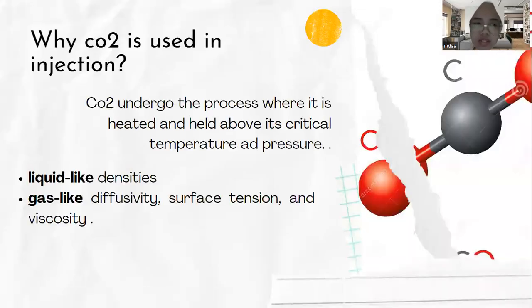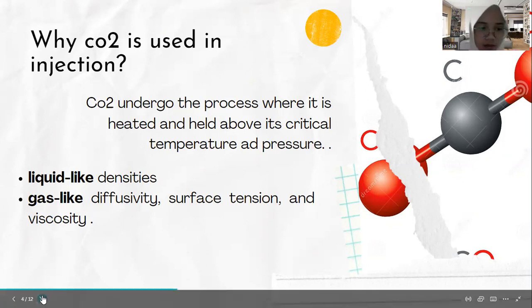Why is CO2 used in this injection? Basically, before CO2 is used in the injection, it will undergo a process where it is heated and held above its critical temperature until it has a density like liquid, but its diffusivity, surface tension, and viscosity would be like gas at the same time.